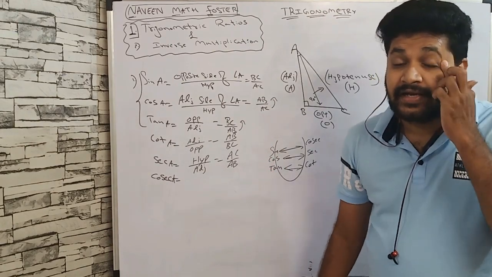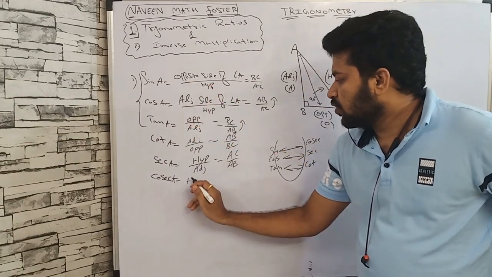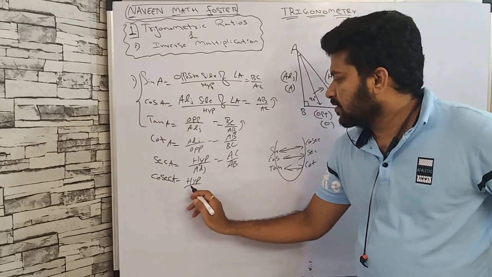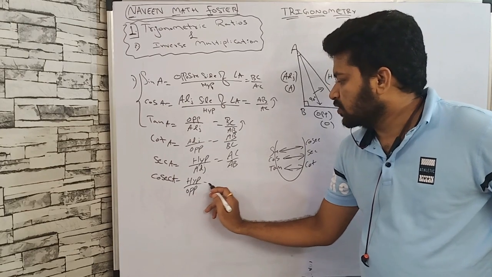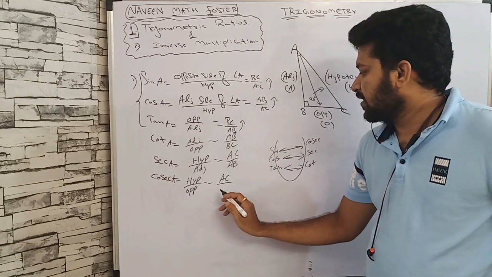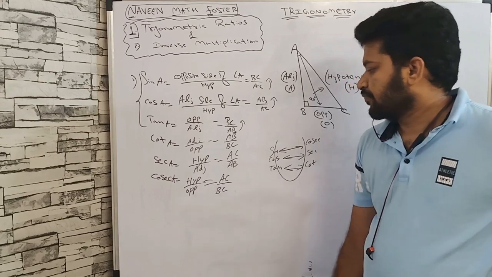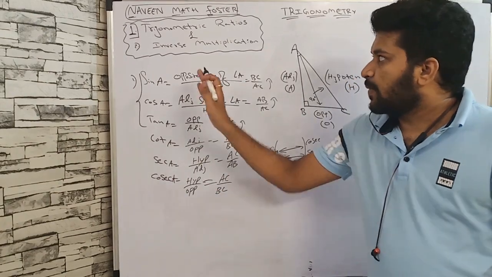What is cosecant? It is the reciprocal of sine. What is the sine value? Opposite by hypotenuse. So cosecant is hypotenuse by opposite, AC by BC. So these are the trigonometric ratios.